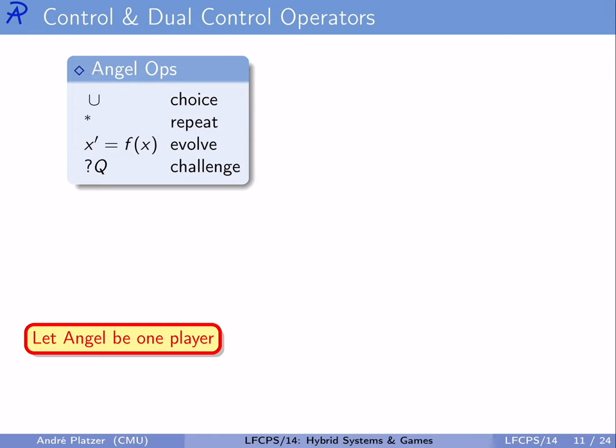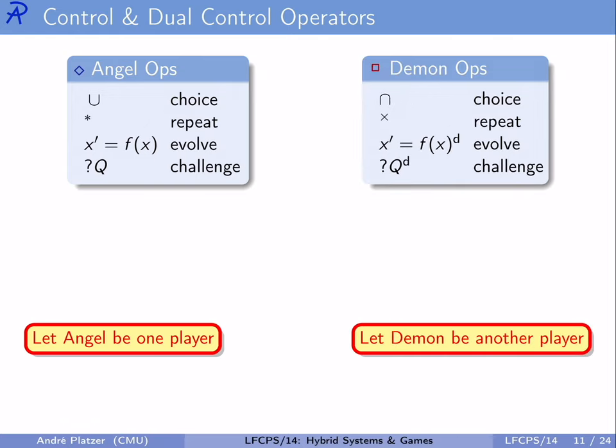Well, that was a whole bunch of choices for the Angel player. What can we do to enable choices for another player? Of course, the eternal opponent of the Angel player has to be called the Demon player, and we could give the Demon player choice operators. For example, demonic choice, so Demon now gets to choose between the two programs. Demonic repetition, so Demon now gets to decide how often he wants to repeat this.